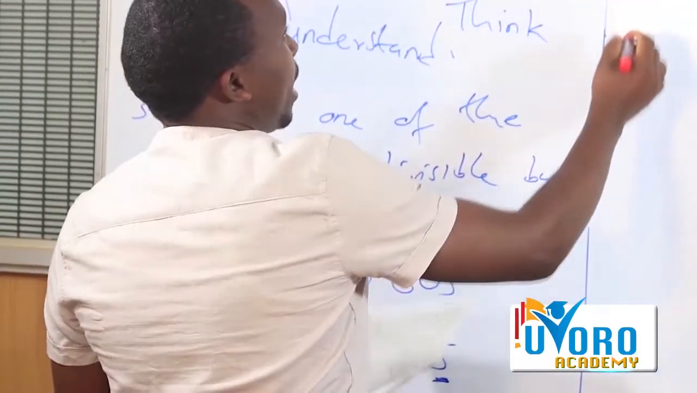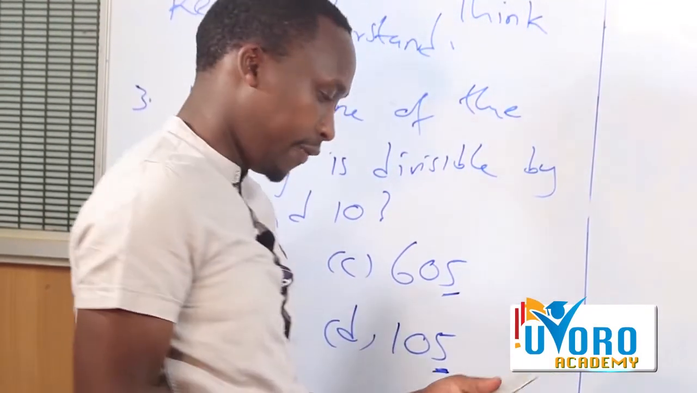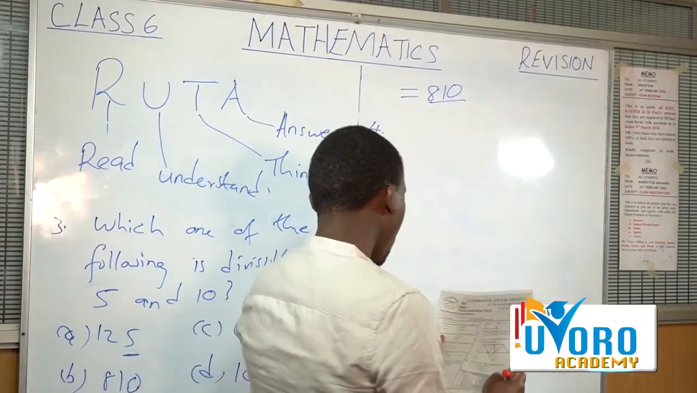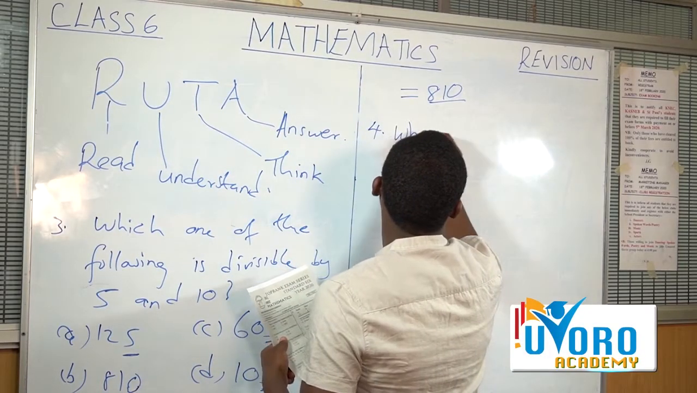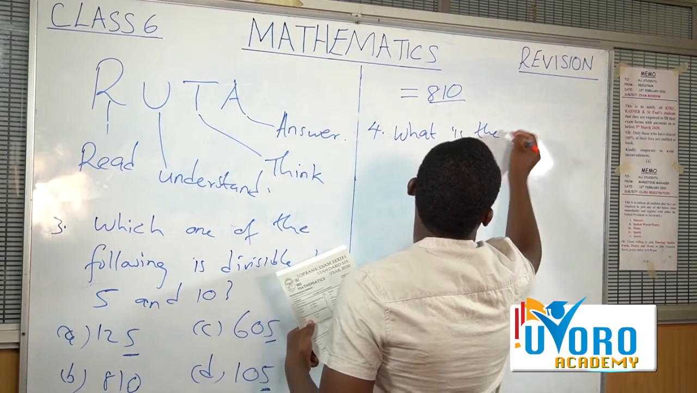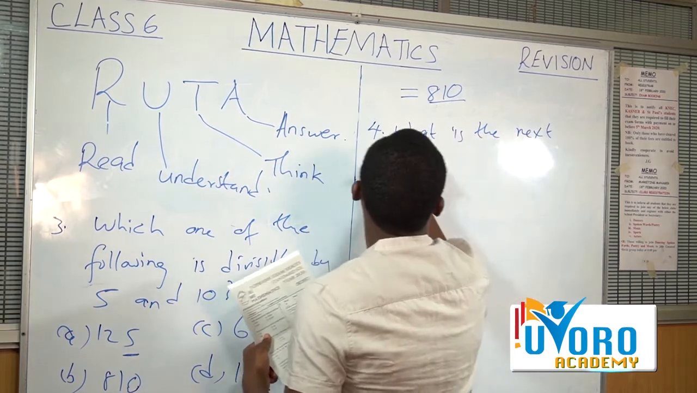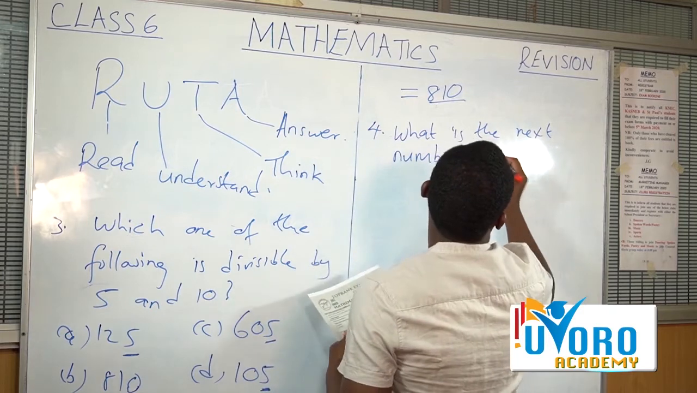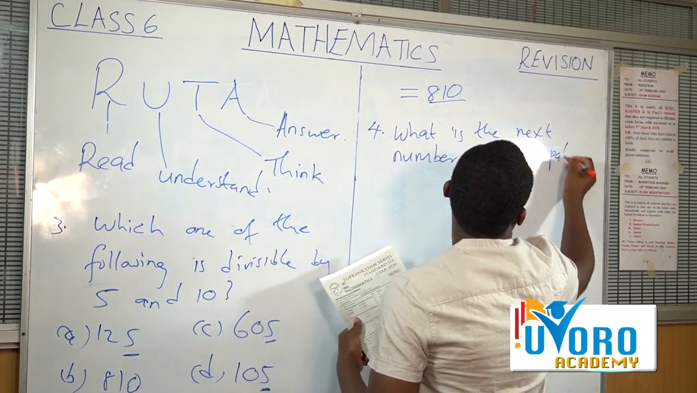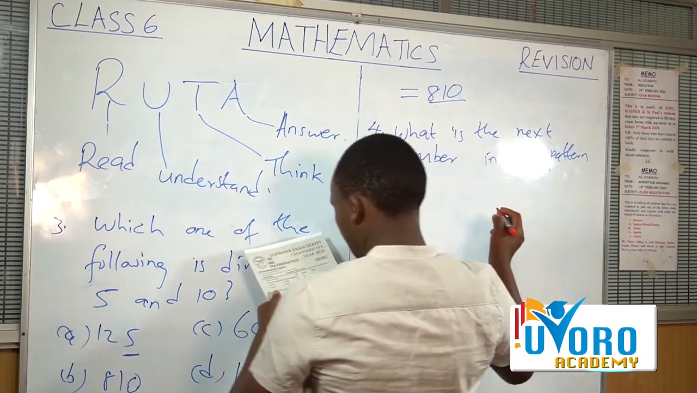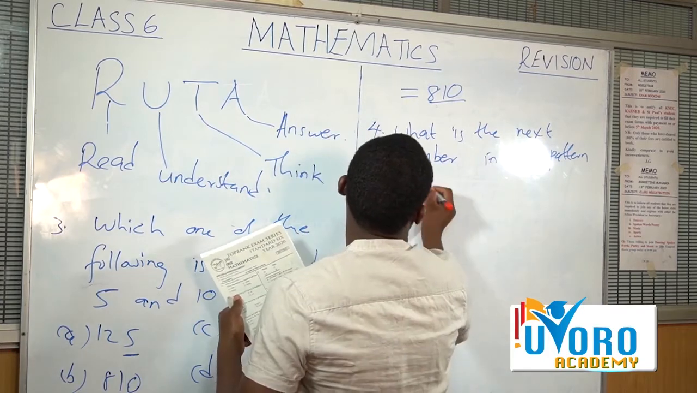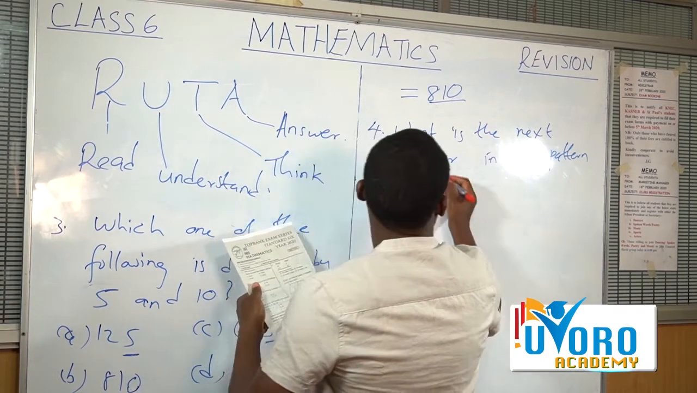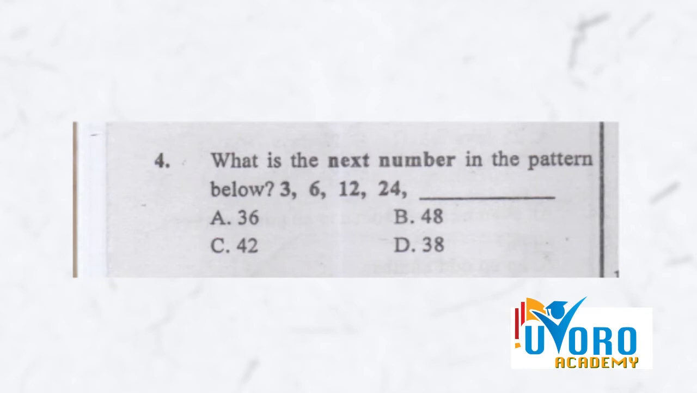We go to number 4. Number 4. What is the next number in the pattern below? The first one is 3, 6, 12, 24.